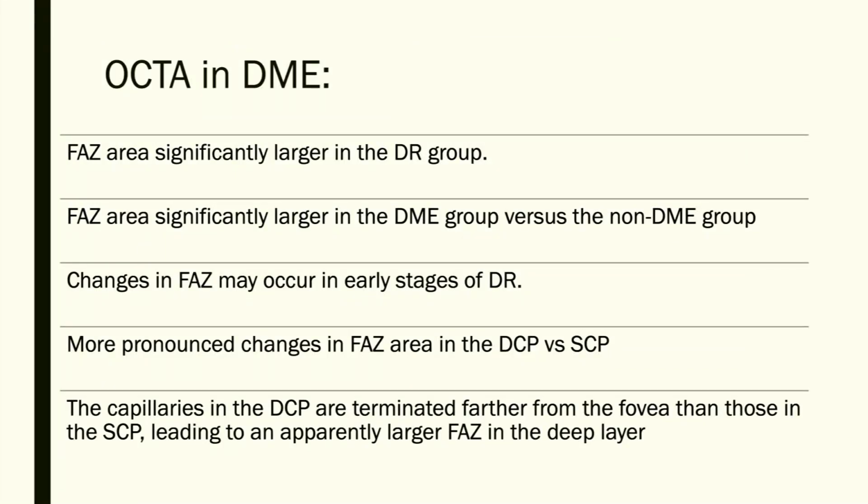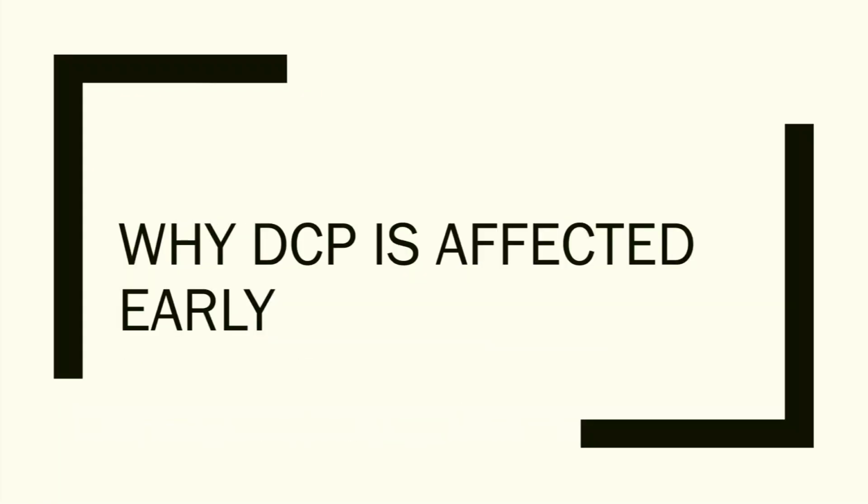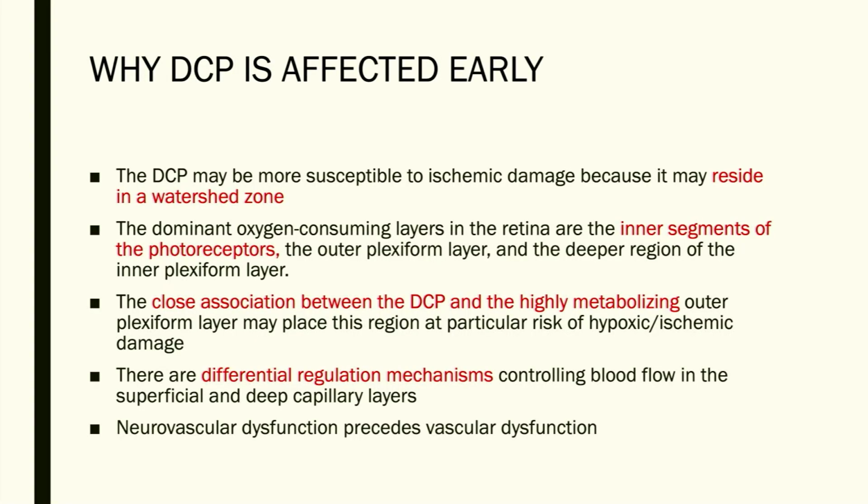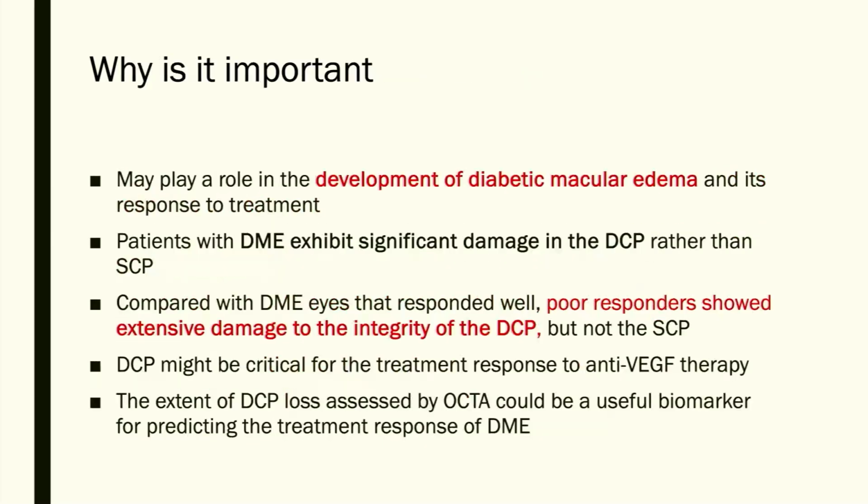So to summarize, FAZ is significantly larger in the DR group and more so in the DME group, and it is a useful biomarker. A little bit on why DCP is affected early: if you know the anatomy, the inner area of the retina is supplied by the central retinal artery, and the outer is supplied by the choriocapillaris. DCP is coming somewhere in the watershed zone. So ischemia, hypoxia is first going to shut down the smaller capillaries, which is what DCP is all composed of, which is why it is such a useful biomarker.